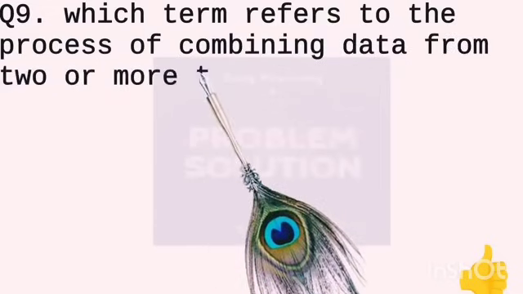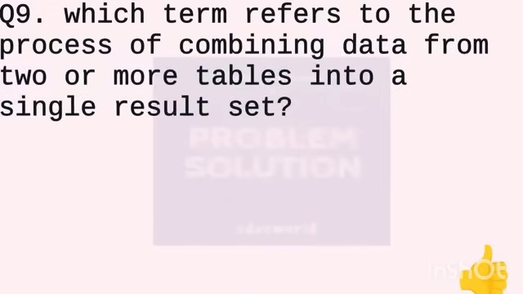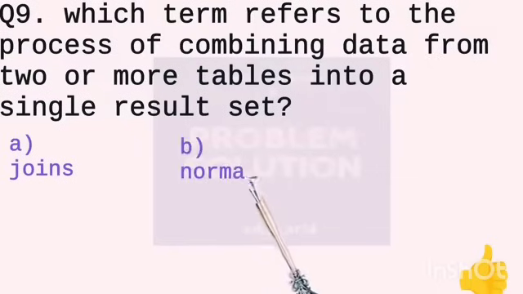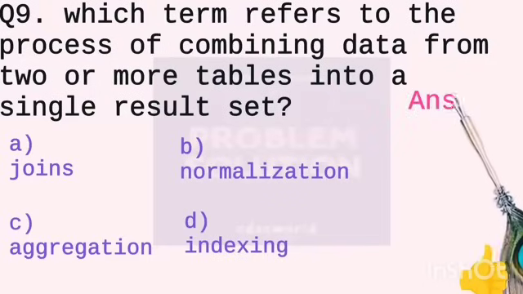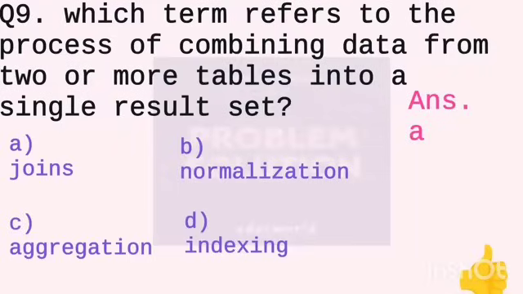Query number 9. Which term refers to the process of combining data from two or more tables into a single result set? Option A. Joins. Option B. Normalization. Option C. Aggregation. And option D. Indexing. And the answer is A. Joins.